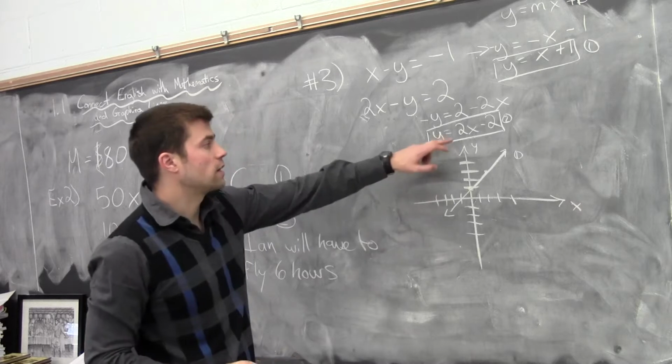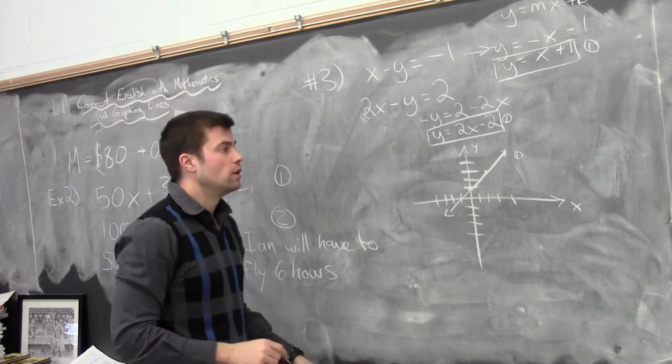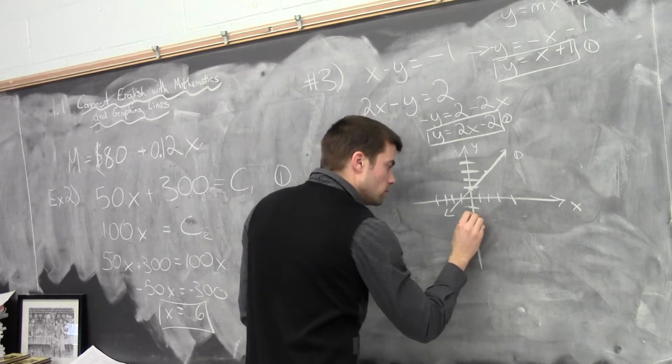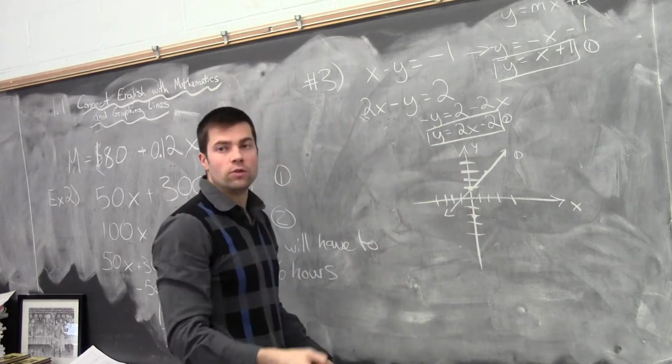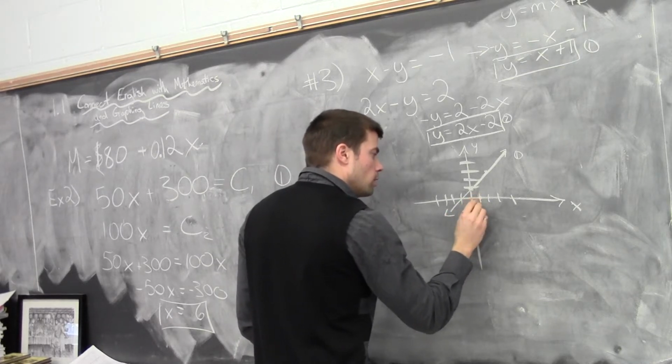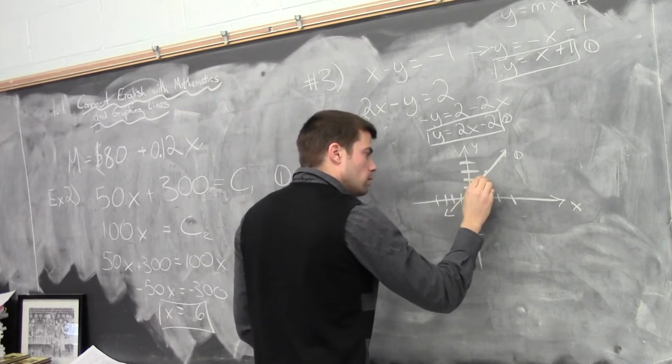Okay. And the second line, our slope is 2 and our y-intercept is -2. So we start at -2. 1, 2. And now we're going to rise 2 units for every time we run 1. So 1, 2, 1. 1, 2, 1.